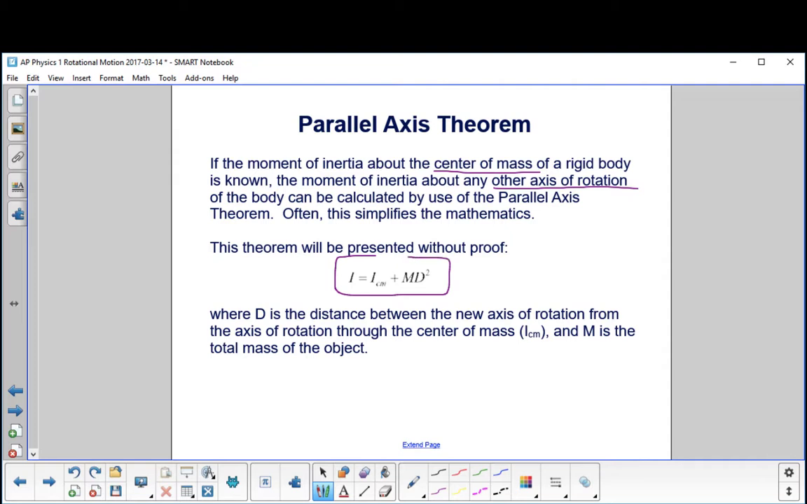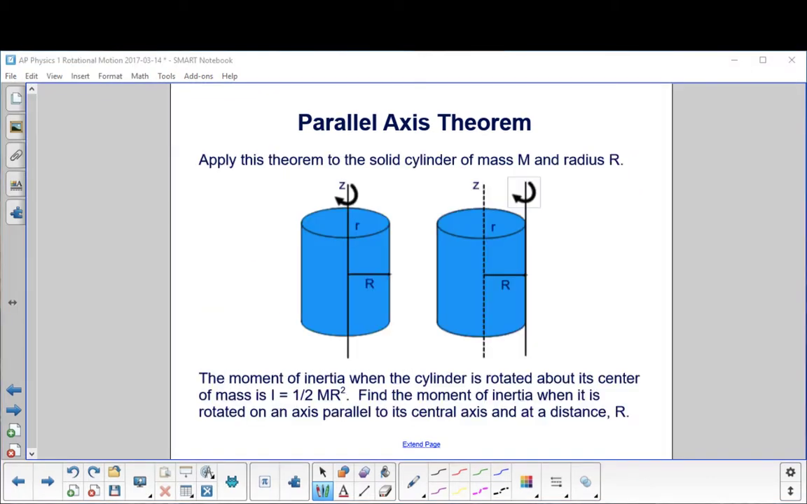I, the moment of inertia around any other axis of rotation, is equal to the moment of inertia about the center of mass plus m, which is the mass of the object, and d, which is the distance from the center of mass axis to your new axis of rotation.